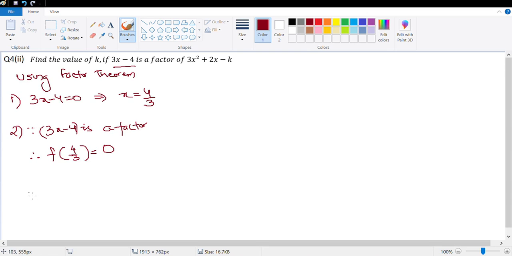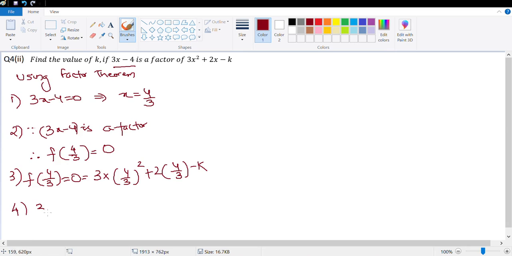So let's figure out the value of f of 4 by 3, which is the value of the polynomial when x is equal to 4 by 3. Let's figure it out. So this is 3 multiplied with 4 by 3 square plus 2 multiplied with 4 by 3 minus k. So this is 3 multiplied with 16 upon 9 plus 8 upon 3 minus k, and this is equal to 0. So let's go ahead and add and subtract this.